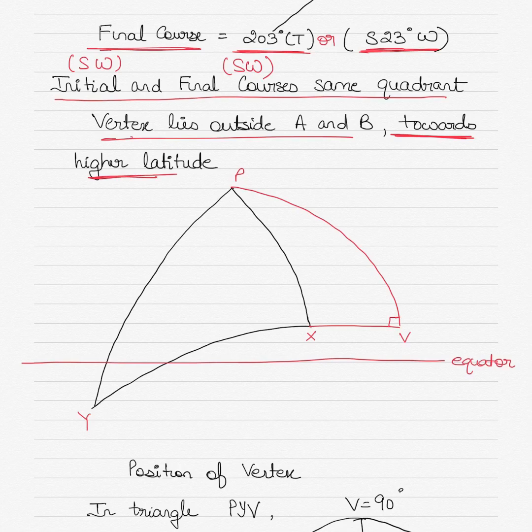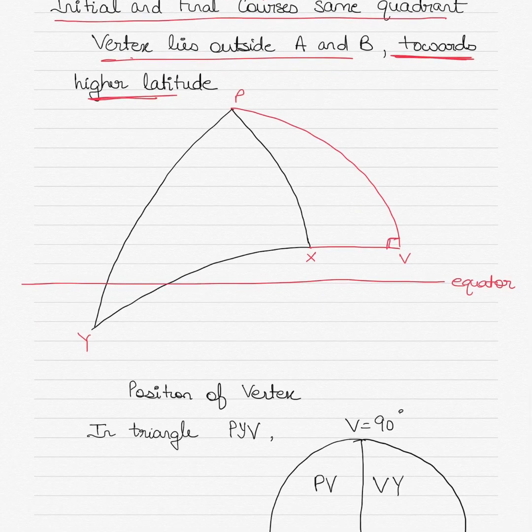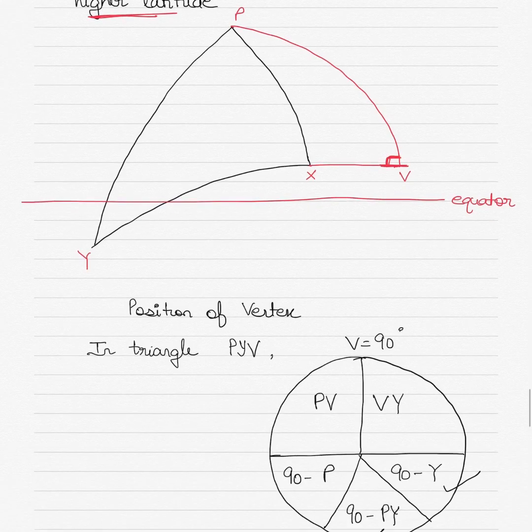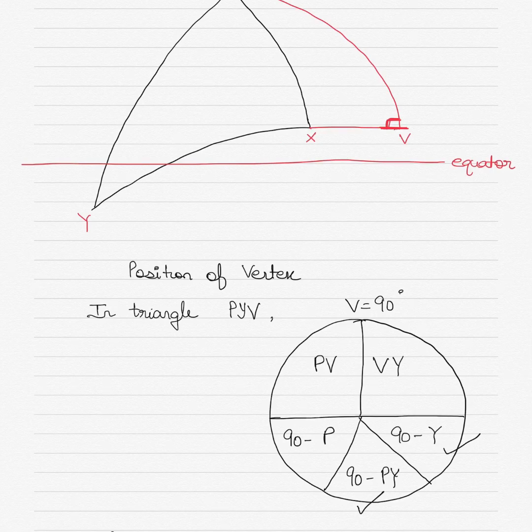Alright, this is what it will look like. Now the vertex forms a 90-degree angle, because here is where the great circle track kind of becomes a straight line for some time, and that will make a 90-degree angle with the track. So in this case, I want to find out the coordinates of the vertex. How do I do that?